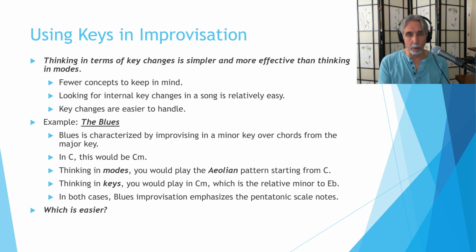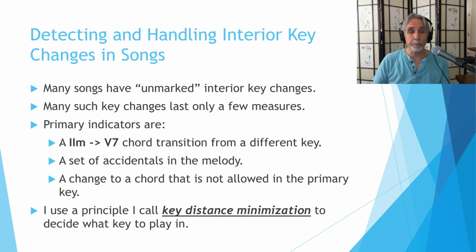In both cases, though, the players would typically restrict themselves to the pentatonic scale, which is a smaller grouping of 5 notes from the 7 possible. Which is easier? Well, it's the same notes, but I can think about these things much more readily by saying, okay, I'm in C, I want to play the blues, therefore it's C minor, therefore it's E flat, and I'm off to the races. One of the things we have to talk about is detecting interior key changes in songs.